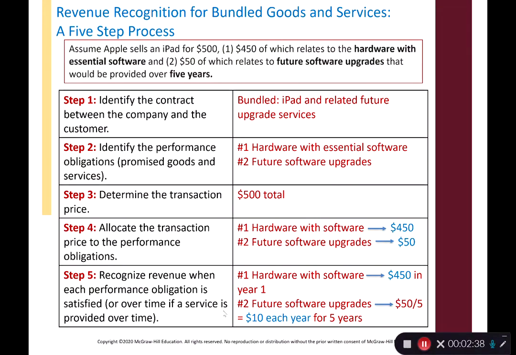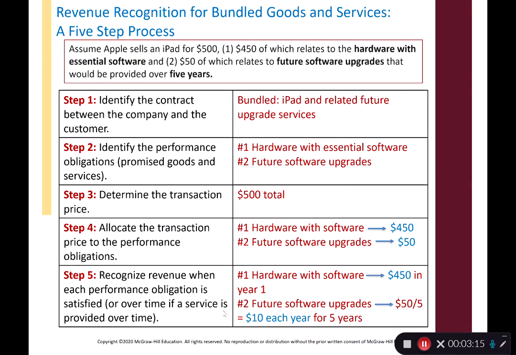So the first step is to identify the contract between the company and the customer. And in this case, it's the bundled iPad and future upgrade services. Then we have to identify the performance obligations. And in this example, it would be providing the hardware and essential software on the iPad. And then the second obligation would be providing future upgrades. Then we determine the transaction price, which is $500, and then allocate it between the performance obligations, which in our example here is very easy because it told us in the problem $450 was for hardware and software, $50 was for the future upgrades. Why does this matter?